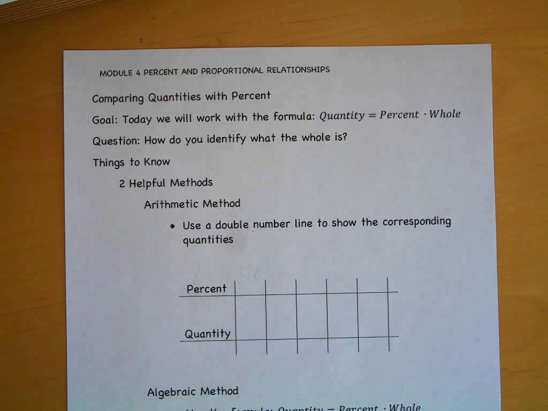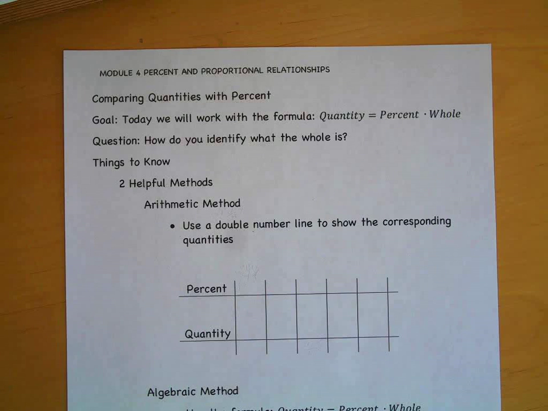There are two helpful methods when we're trying to figure out quantity equals percent times whole. One is called the arithmetic method, and the other is called the algebraic method. With the arithmetic method, you can use a double number line. Hopefully you'll remember double number lines from back in 6th grade when you were introduced to them. It says, use a double number line to show the corresponding quantities.